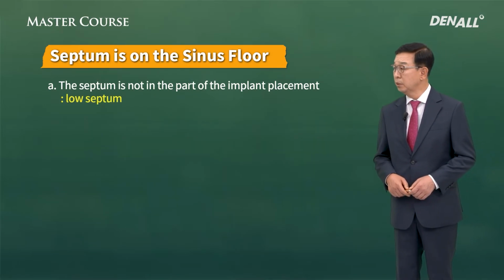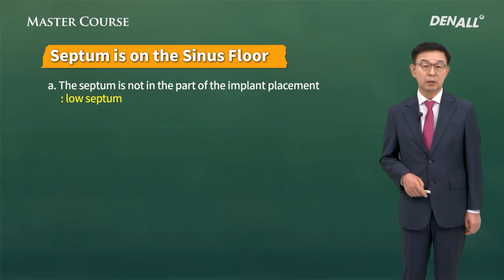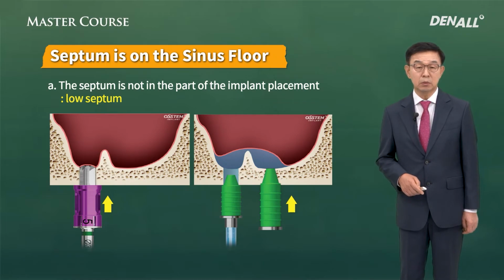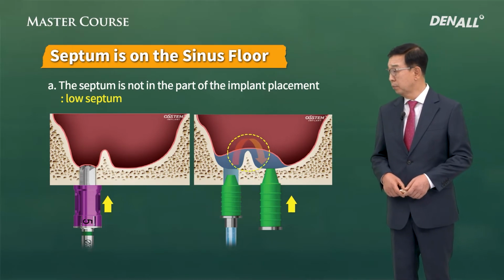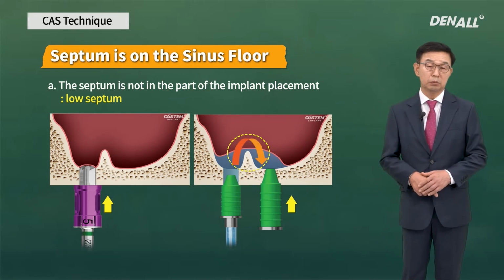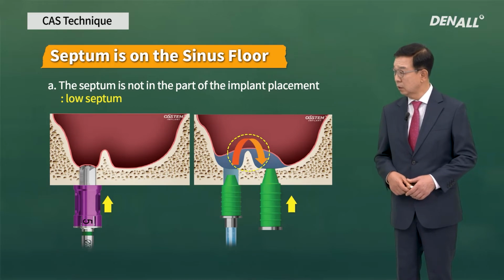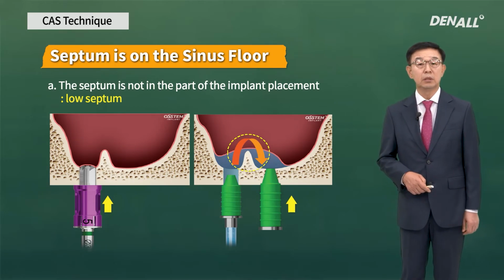At times, the septum can be very low. You can do drilling separately. However, if you do drilling in one area and do hydrolift, due to this, the other side of septum can be lifted as shown. Around the septum, you can do CAS drilling and place the implant easily.